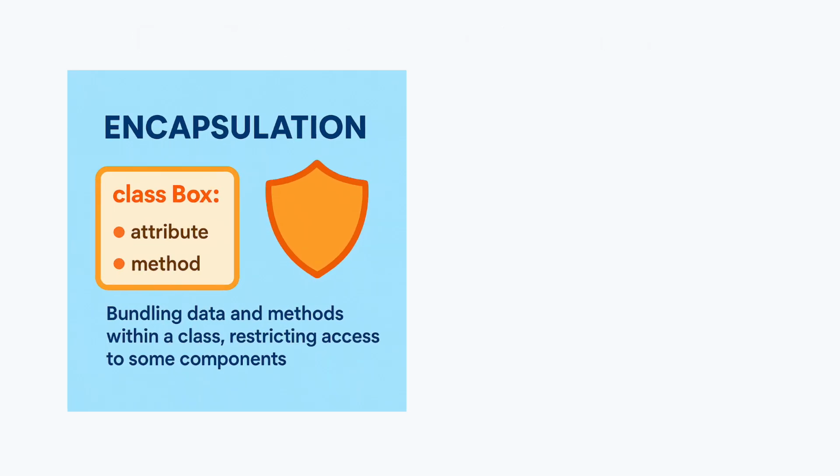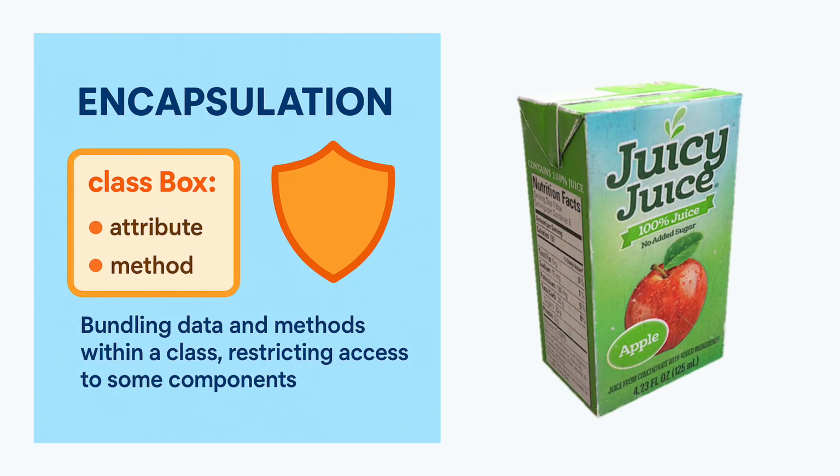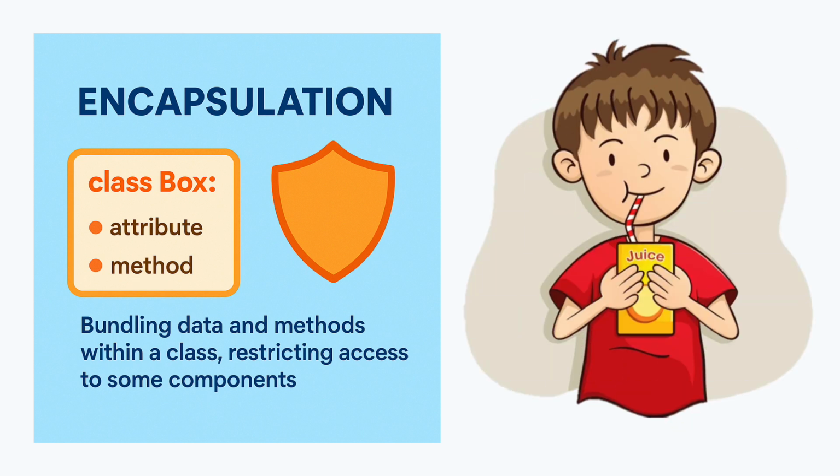Let's see how encapsulation works. Just think of a juice box. Inside it, you've got the juice, that is data in our case. And also, you have a straw, that is the method here, to access or modify that juice. But you can't just stick your hand in and grab the juice. Definitely you have to use the straw, because the box keeps everything bundled neatly and controls how you use it. That's what a class does in code: it wraps up variables and functions together and hides the messy things inside.